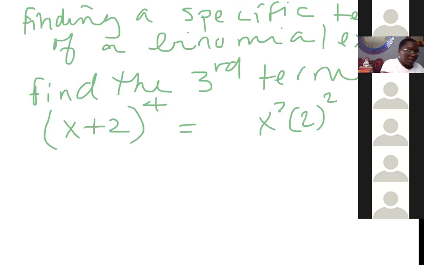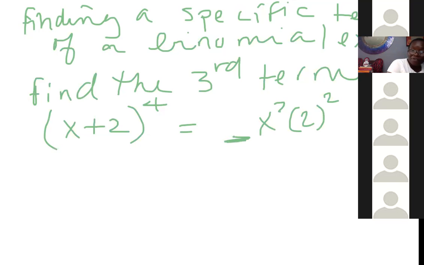Why is that? Because, guys, remember, when you add the powers, it must be equivalent to the power on the binomial. So if you add the power on the x and the power on the 2, that gives you 4, which is equivalent to the original power of the binomial. And now you need to worry about the coefficient.